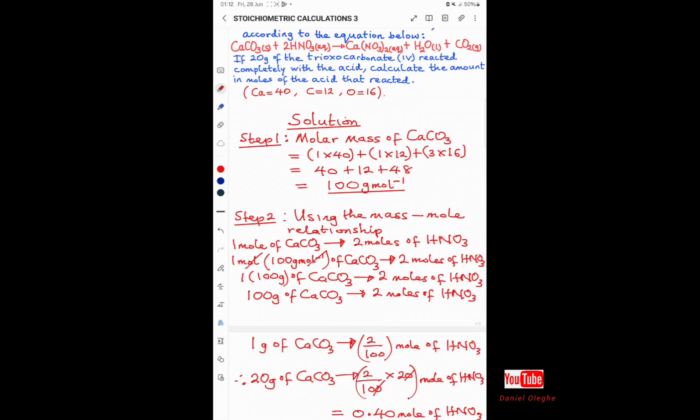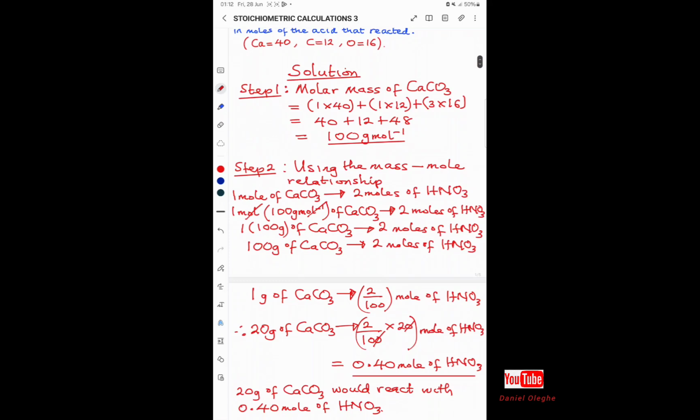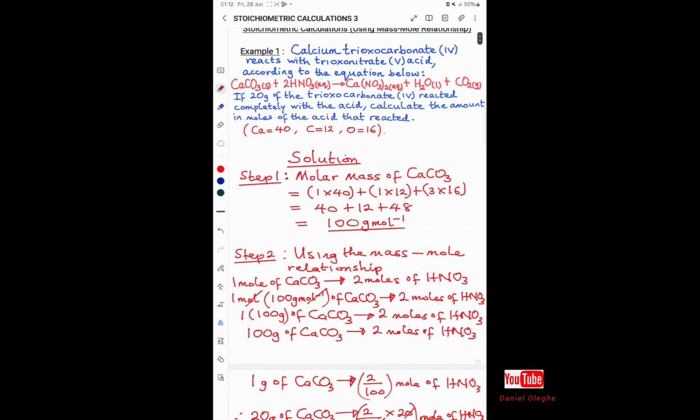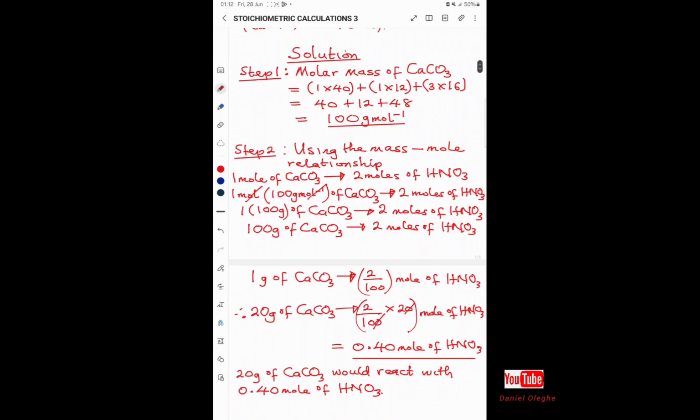We started by calculating the molar mass of the calcium carbonate so that we can use that in step 2. In step 2, we started from the equation by relating them mole to mole. 1 mole of the CaCO3 reacts with 2 moles of the HNO3. And we converted the 1 mole of the CaCO3 to the mass in gram by multiplying the 1 mole by 100 gram per mole, the molar mass. So the 1 mole is now equivalent to 100 gram of that CaCO3 reacting with 2 mole of HNO3.